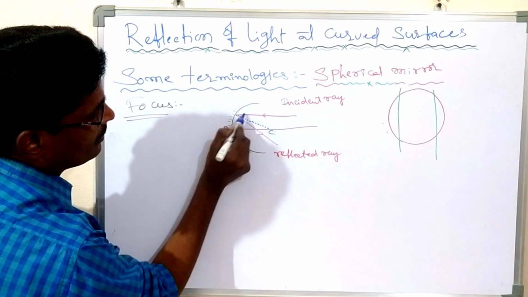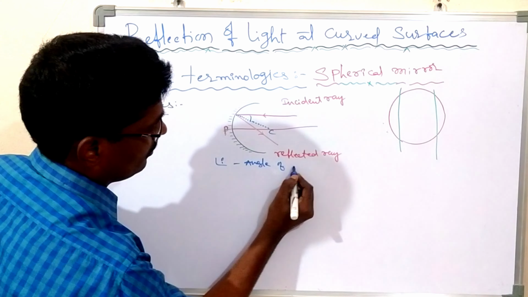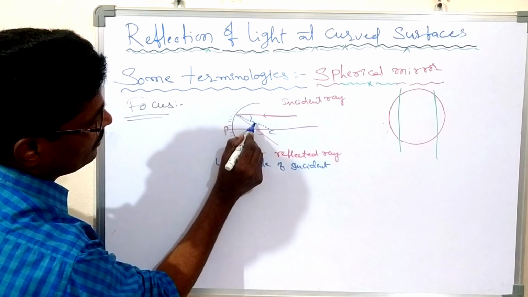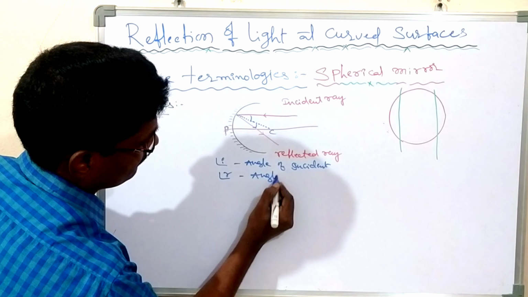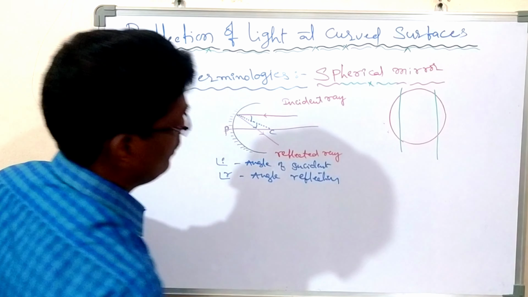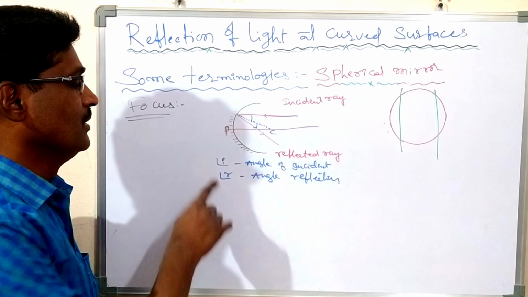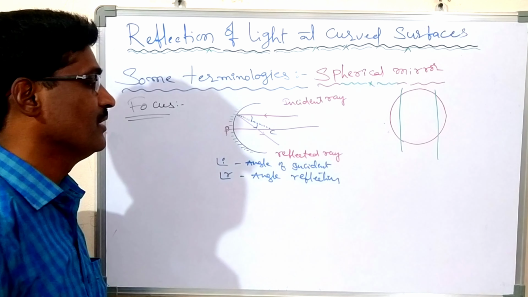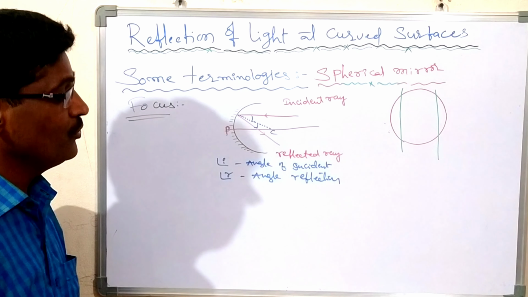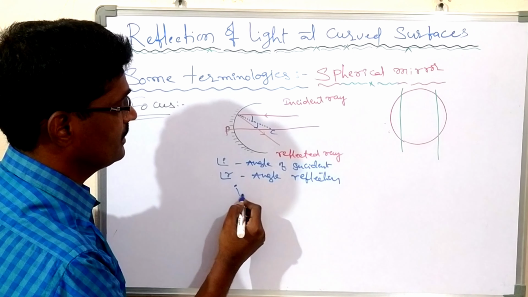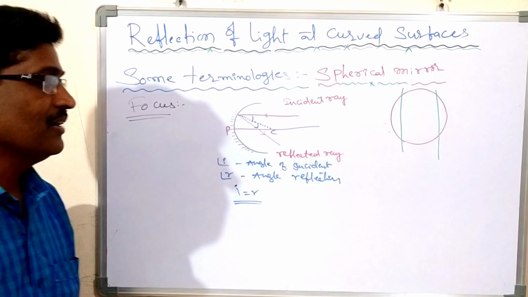The angle between the normal and the incident ray is the angle of incidence. The angle between the normal line and the reflected ray, that you can call the angle of reflection. This is about the incident ray, reflected ray, and normal line. As you know earlier, the first law of reflection: the angle of incidence is equal to the angle of reflection, i is equal to r.